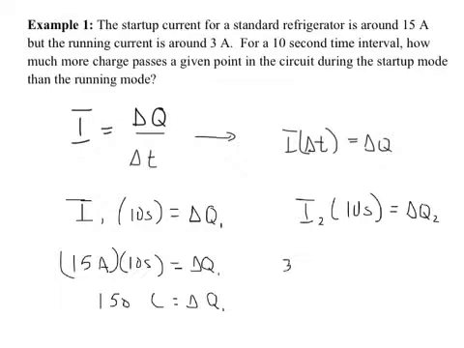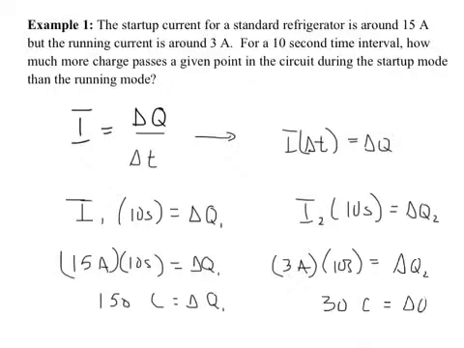Here I'm going to have 3 amps times 10 seconds, and that equals delta Q2, so this is a value of 30 coulombs of charge. So what's the difference, or how much more is running? 150 minus 30, so 120 coulombs of charge every 10 seconds compared to its starting mode to its running mode.